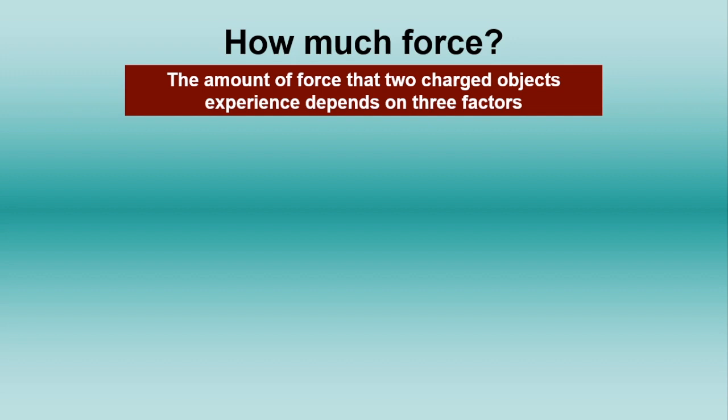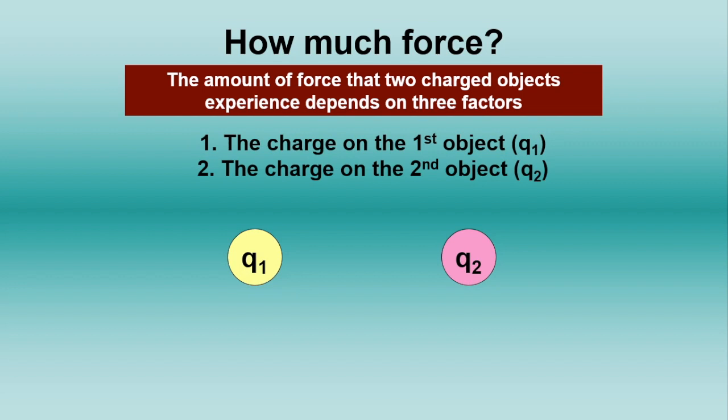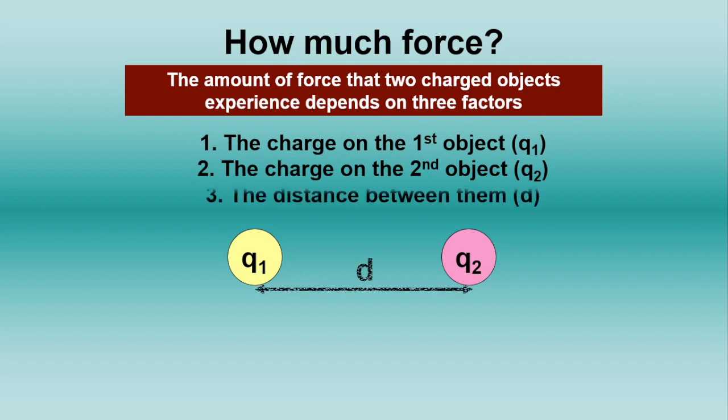How much force? The amount of force that two charged objects experience is going to depend on three factors, and this is really important. The first is going to be the charge on that first object, and we're going to refer to charge as Q1, so object 1 has some charge, we'll call it Q1. The next is going to be the charge on that second object, and we'll refer to that as Q2. And lastly, the distance between them.